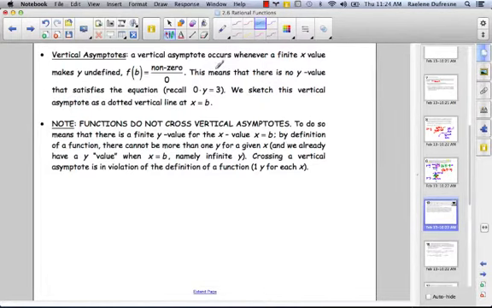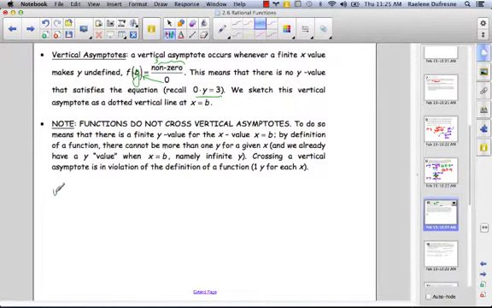And a vertical asymptote occurs whenever a finite x value makes y undefined, so non-zero over 0. So this means that no y value satisfies the equation, for example, 0y equal to, if we were to say that non-zero number is 3, then 0 times y is equal to 3. We remember that this said no solution. We sketch the vertical asymptote as a dotted vertical line at x equal to b.